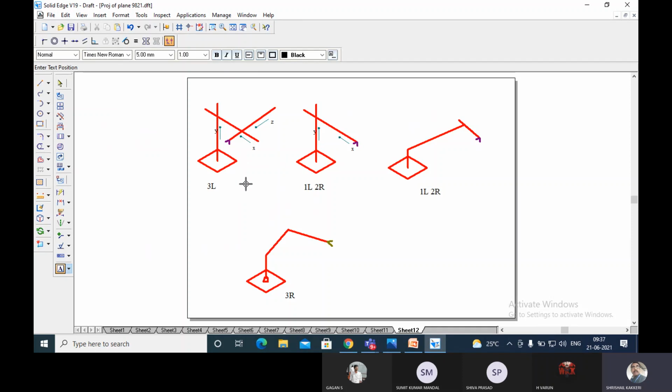You can see that once the rotations are increasing, the mechanical stability goes on decreasing, and it will be very poor in this case. Mechanical stability, repeatability and accuracy will be very low because three rotation joints are there. As compared to this, this will be a little better.